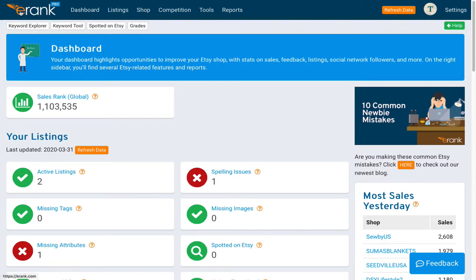Hello, welcome to my introductory, top-down sort of theory and overview of keywords, keyword explorers, and what you want to know, how you want to go about it when you use the Erank tool and how to find keywords.